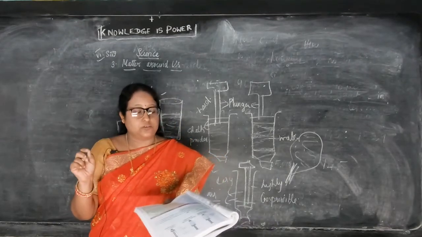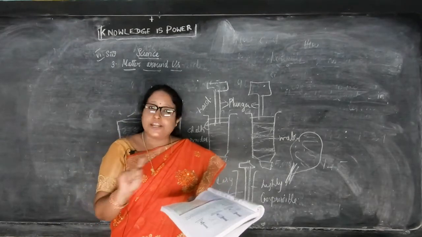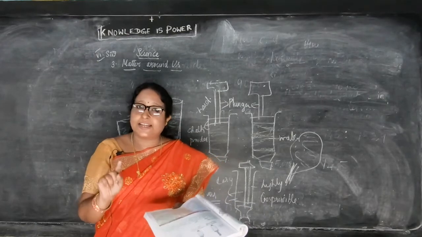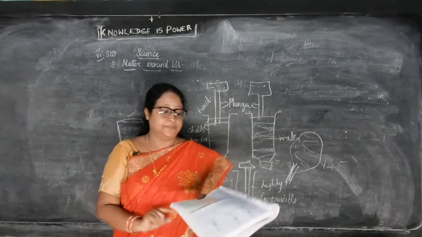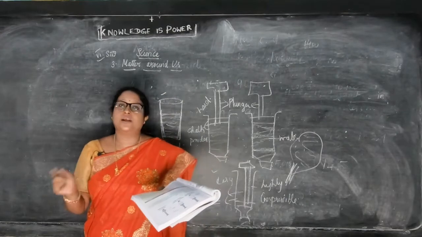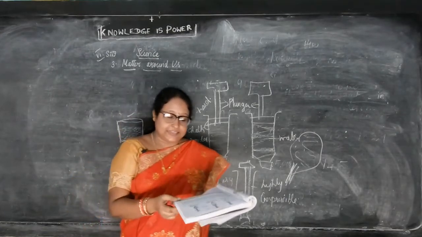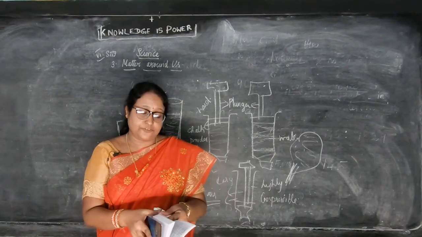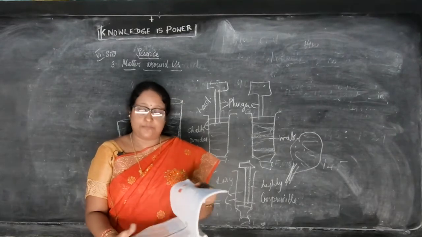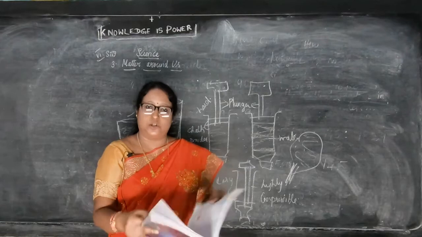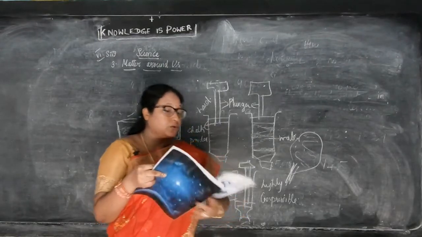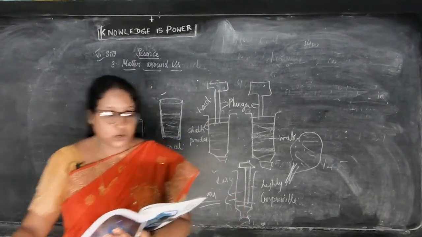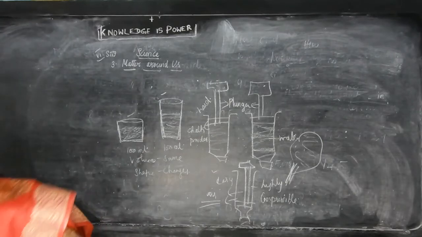Next, the last point: particles of solids cannot move. Why? Because they are tightly packed, so they cannot move freely. The particles in liquids move freely, and in gases they can move very freely. So these are the 5 points. We should be thorough with these 5 points, children, and this is very important. Then next we will go to matter, that is, pure substance and mixture.